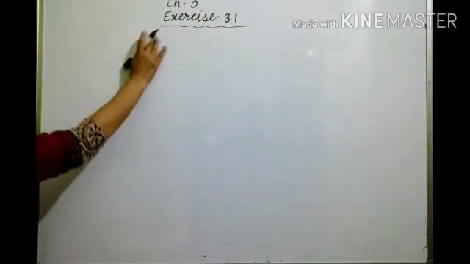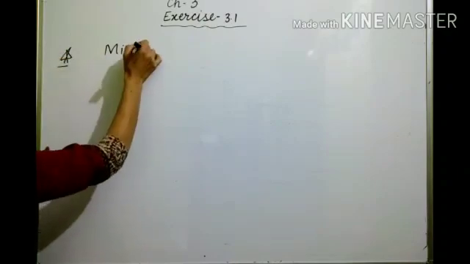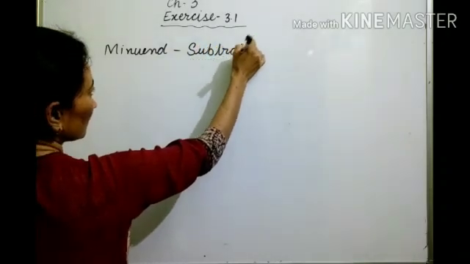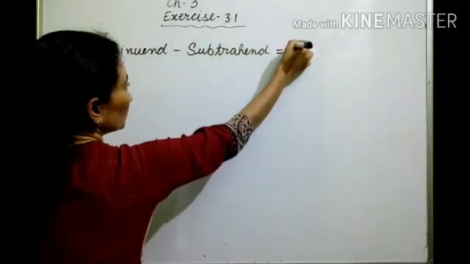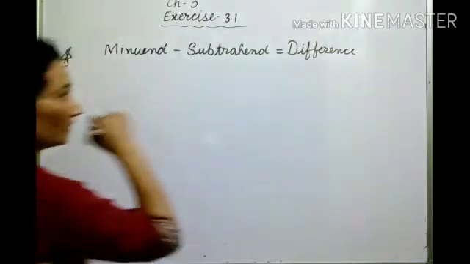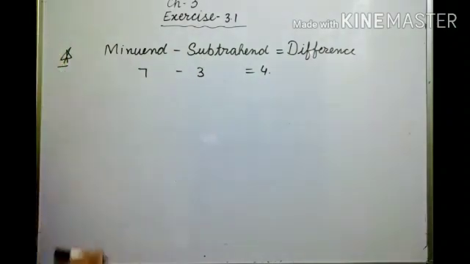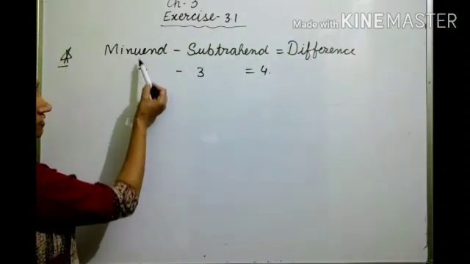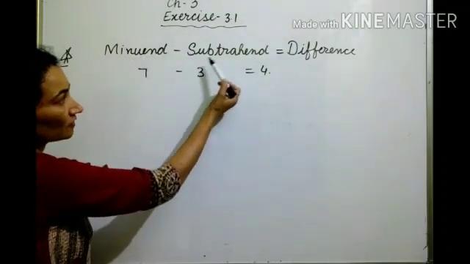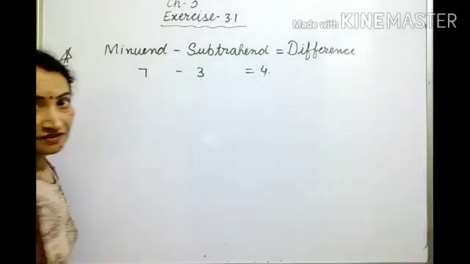Three things we find. You will write in notebook. Minuend minus subtrahend is equal to difference. As I told you, we use three numbers in subtraction. First number minuend, from which we subtract, and second number which is subtracted is subtrahend, and the answer we call it difference.